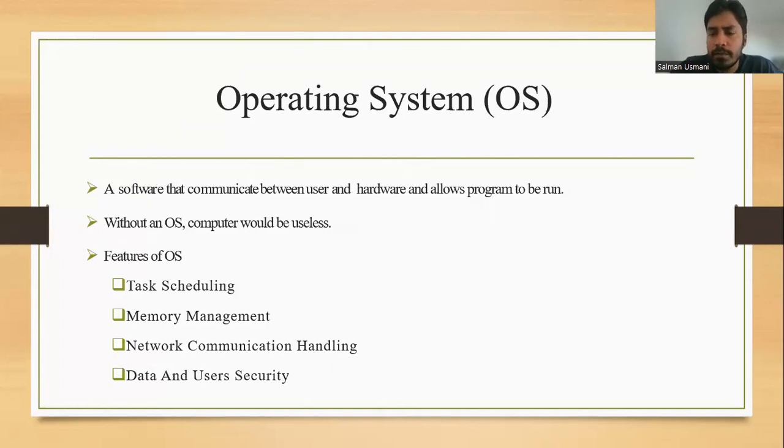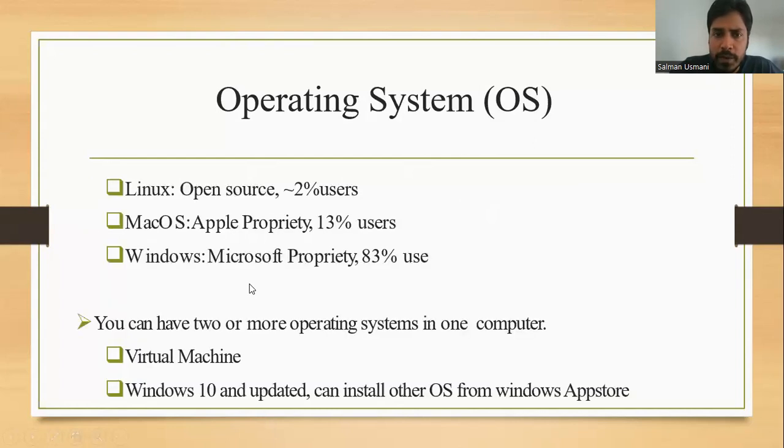So the main features of a good operating system are that it should easily schedule whatever tasks you are giving. It must handle the memory effectively, and it should provide network communication as well as user and data security, which is the most critical point of a good operating system. So these are the features of the operating system.